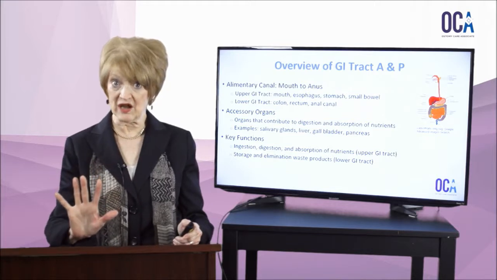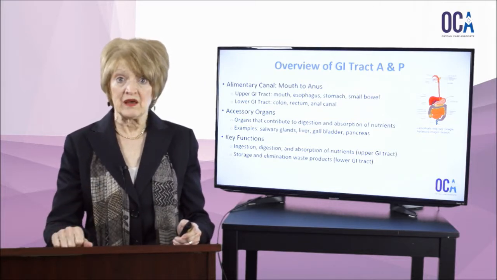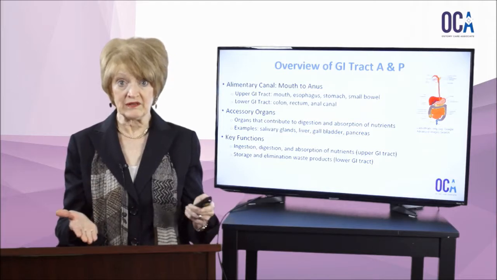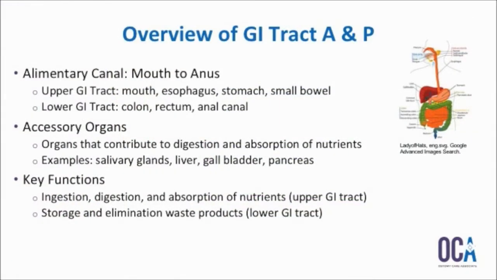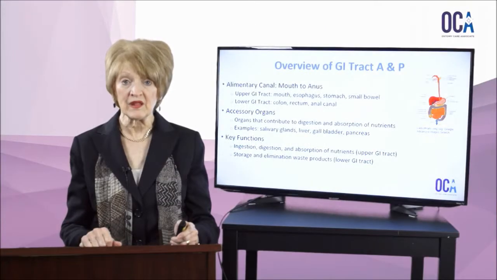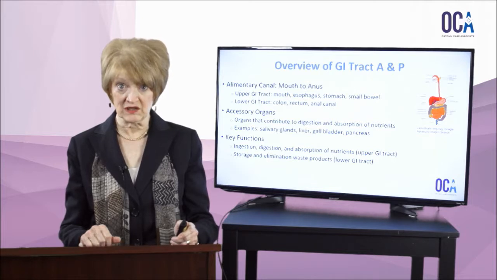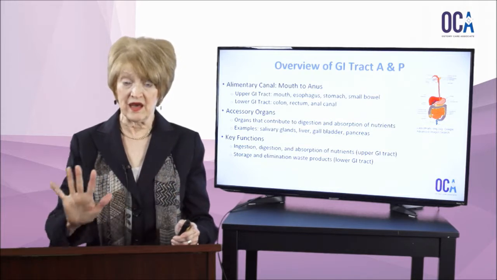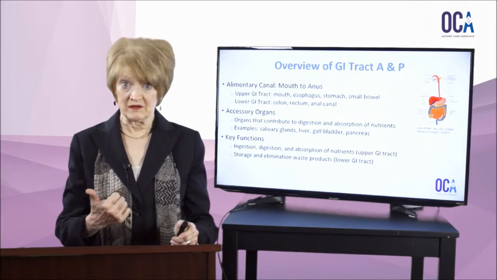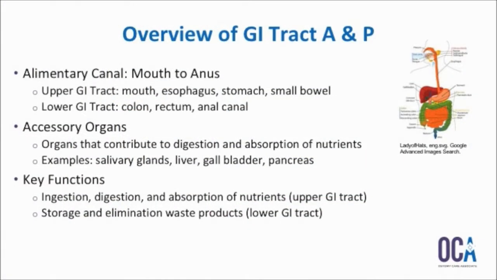So the first element of the GI tract is the alimentary canal. Then there are the accessory organs. The accessory organs are organs outside that tube that contribute to ingestion and digestion of nutrients. It includes things like the salivary glands, the pancreas, the liver, the gallbladder. We'll talk very briefly about those. We've already said the key functions of the GI tract can be divided into the functions of the upper GI tract and lower GI tract. So first, intake, digestion, absorption of nutrients, and then secondly, storage and elimination of waste.